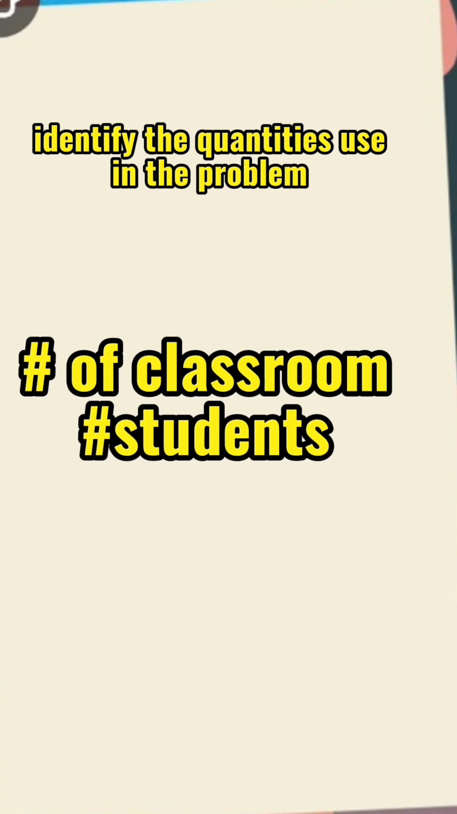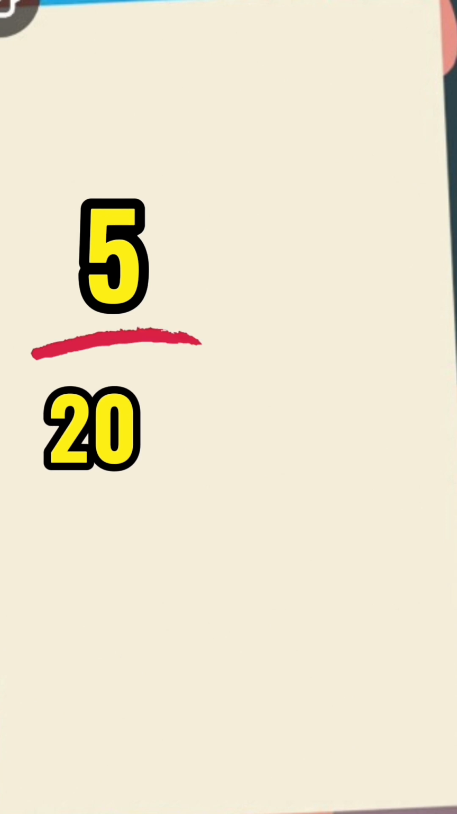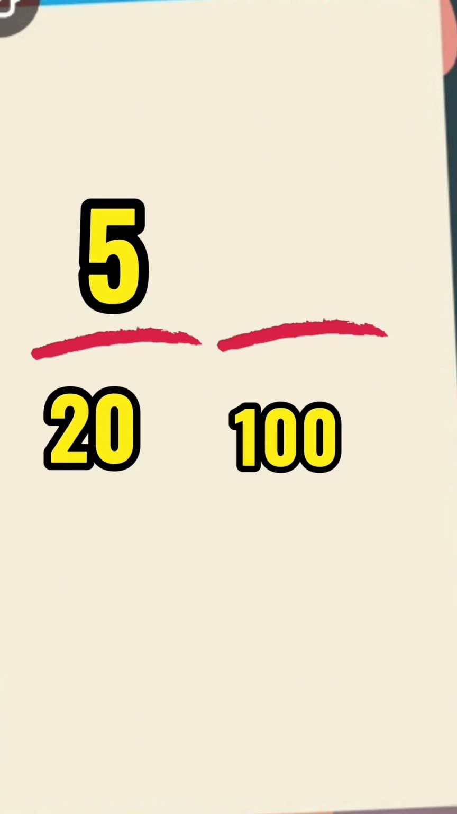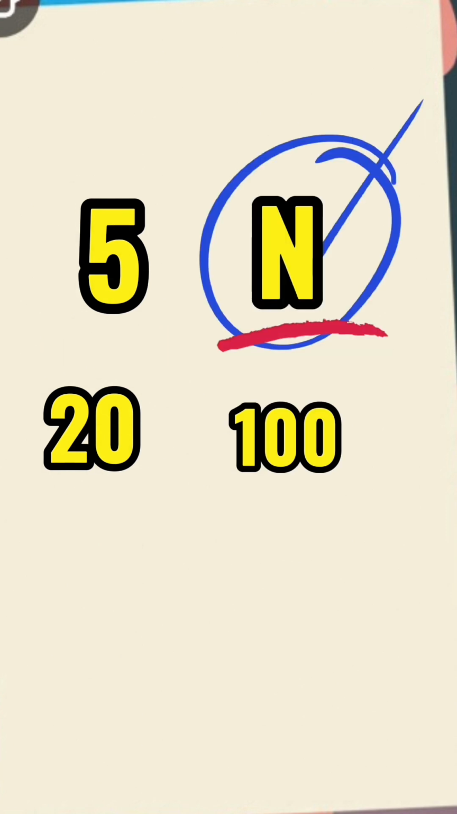Now, in solving direct proportion, we need to identify the quantities used in that problem. It is very clear in the given problem that 5 classrooms can accommodate 20 students. Now, the question is, how many classrooms do we need to accommodate 100 students? Let's find the missing term. We write it as n.